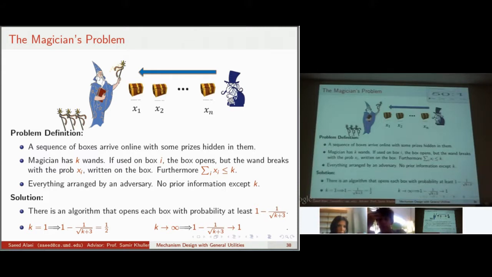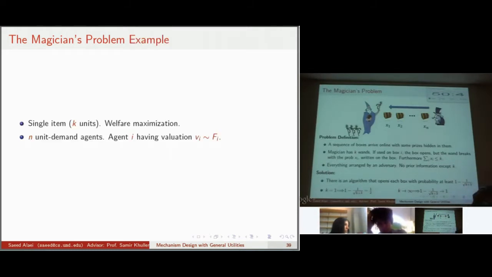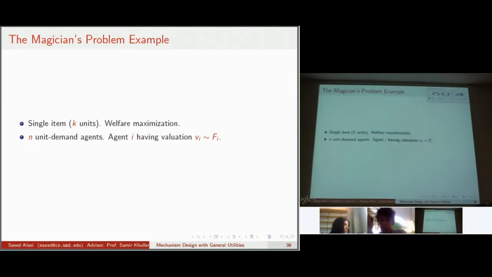I won't explain the details of the solution, but we present an algorithm which guarantees that the magician can open each box with at least this probability, 1 minus 1 over the square root of k plus 3. So for the case of k equal to 1, where the magician has 1, this is at least 1/2. And as k goes to infinity, this approaches 1. So I'm going to use the solution to the magician problem to develop basically multi-agent mechanics.